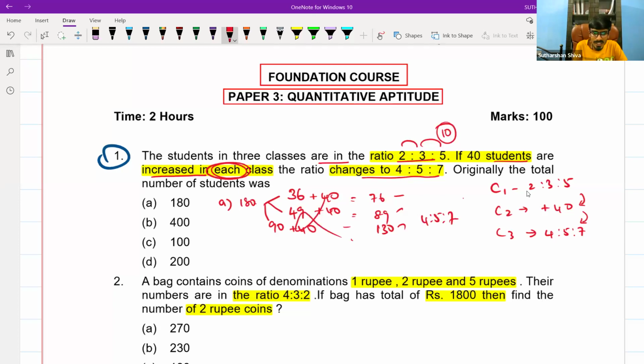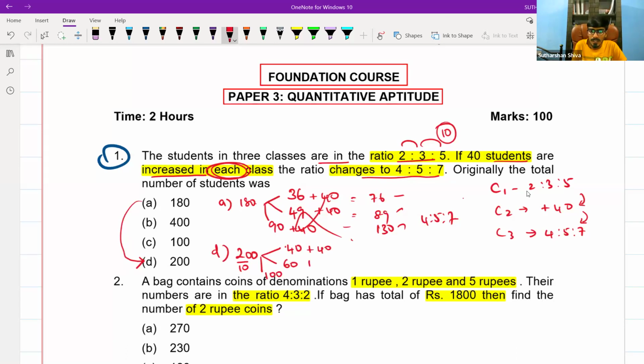If 180 is not my answer, then the answer should definitely be greater than 180. Then I will directly go for option D. That's how I eliminate option C as well. Okay, 200. This 200 is divided by 10, which will become 20 as one ratio unit. 20 into 2 will become 40, 20 into 3 will become 60, 20 into 5 will become 100.